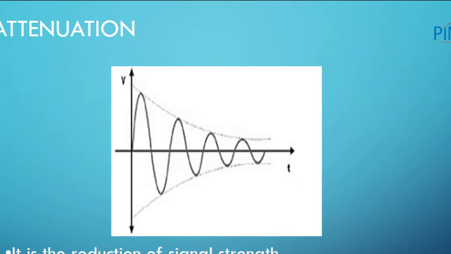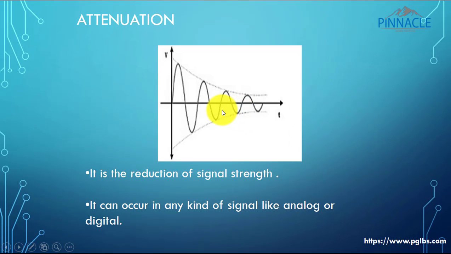Now what do you mean by the reduction of a signal strength? Now when I start my transmission from point A to point B, assuming that this is point A and this is point B, I am transmitting the signal from sender to receiver. The strength of the signal would be very high at the starting point, and the intensity or the strength of the signal reduces. So this is a common phenomenon which could happen for any transmission of data over a given distance.